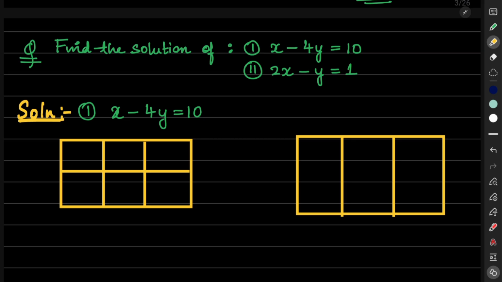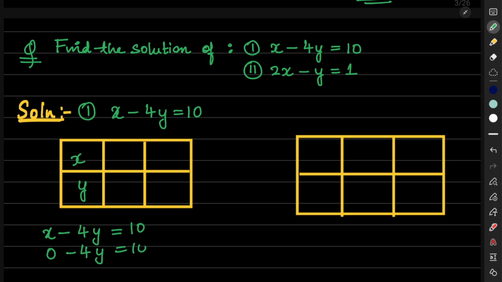Make sure your answers are really presentable, even if it is mathematics. Okay, so for the first question, let's take x equal to 0. This is x, this is y. If x is 0, your equation is x minus 4y equal to 10. If x is 0, what will be your y?